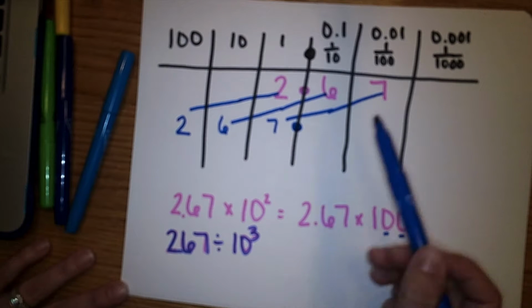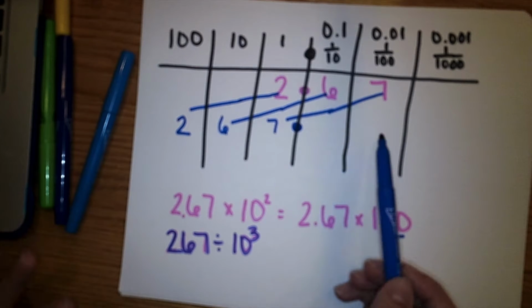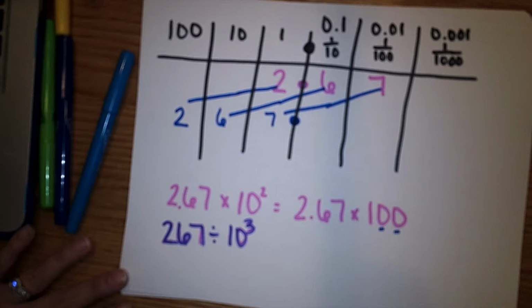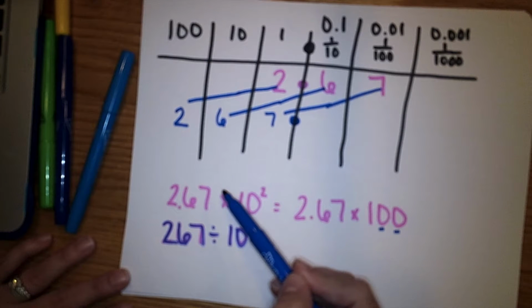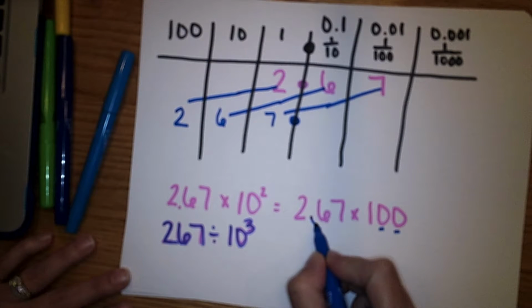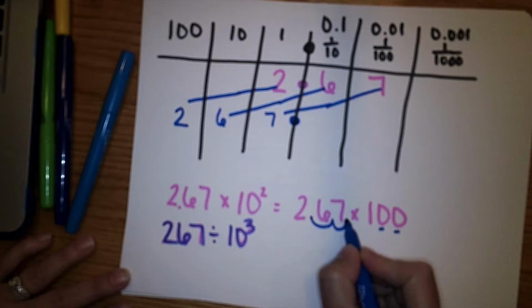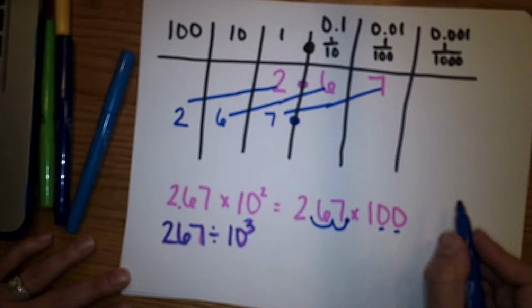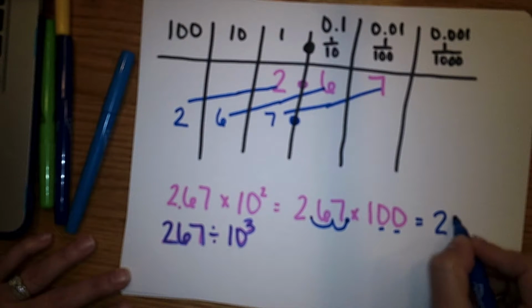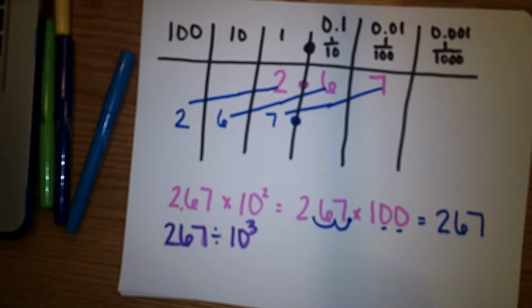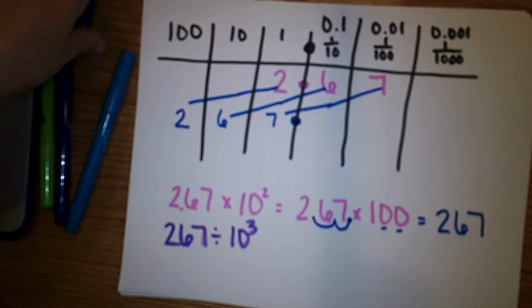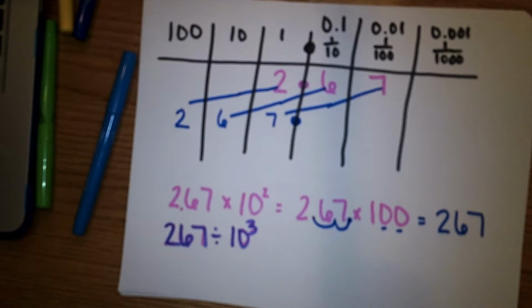So we want to know that the number actually moved, but we also know, in trying to find a way to easily do this without having to draw a place value chart each time, that this is what happened. 2 moves, and my decimal winds up here. So the product is 267. Same thing happens when we are dividing. We're just moving a different direction.